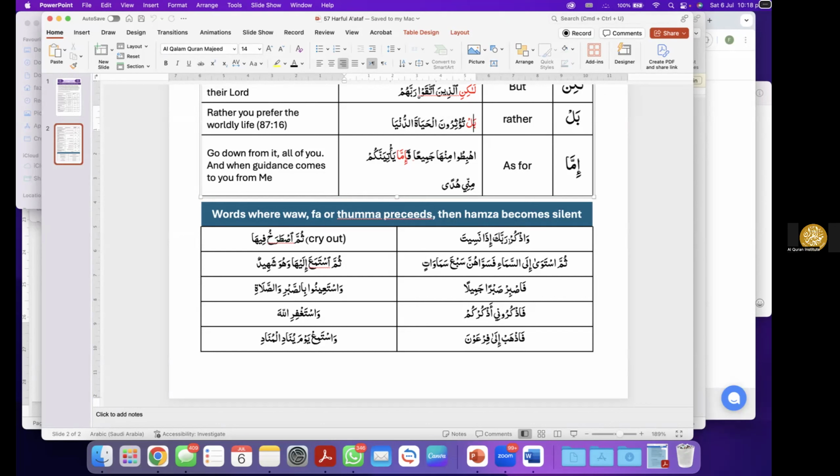Wazkur rabbaka idha nasita. When you forget, remember your Lord. Wazkur. Yeah, okay, remember. Summa stawa. Fasbir. Okay, this alif. Isbir, fasbir. Okay, done. Fazkuruni azkurkum. Faz, can you see? In Hamzatul Wasl. That's one. Fazhab. Ila fir'auna. Okay? Faz, that Hamzatul Wasl becomes silent.